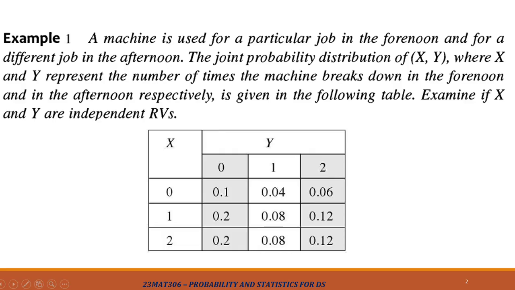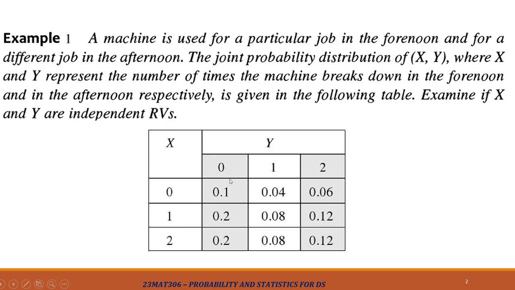In example 1, a machine is used for a particular job in the forenoon and for a different job in the afternoon. The joint probability distribution of (X, Y), where X and Y represent the number of times the machine breaks down in the forenoon and in the afternoon respectively. That means X represents the breakdown in the forenoon and Y represents the breakdown in the afternoon. So here we have to examine if X and Y are independent random variables or not.